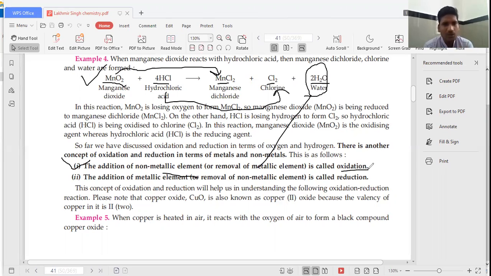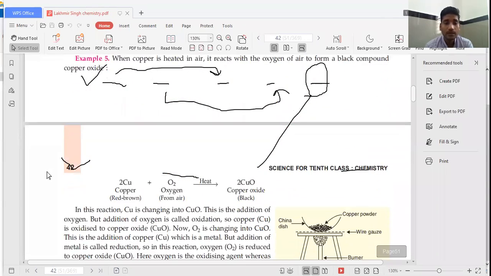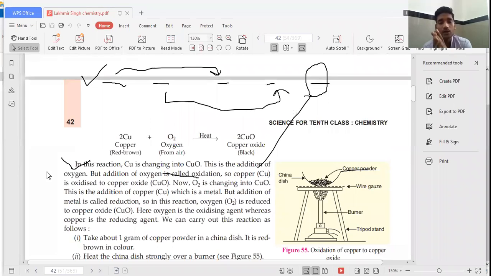So just don't go for these different definitions. The easiest way is the electronic concept. Addition of electron, oxidation; removal of electron, reduction. Although you are class 10th students, if you want to make a note of these points, you can. Yeah, let me move forward. Let's see the example. Copper oxide.